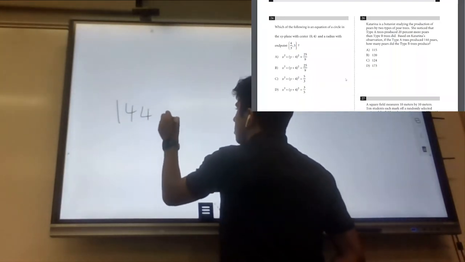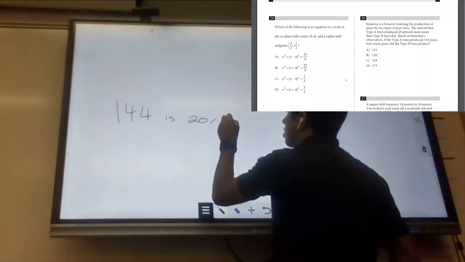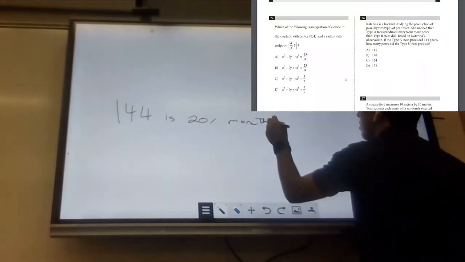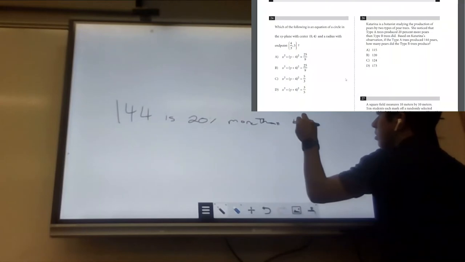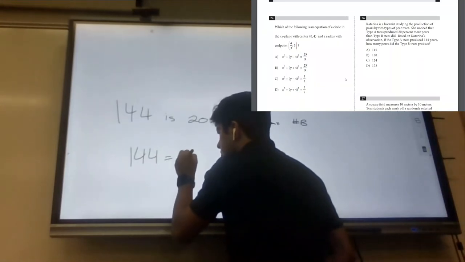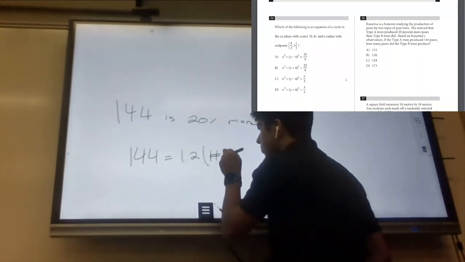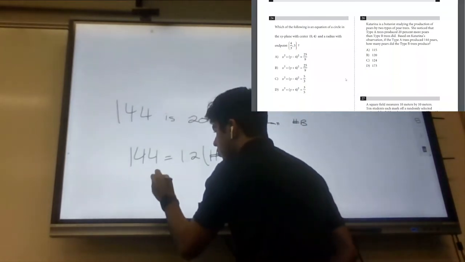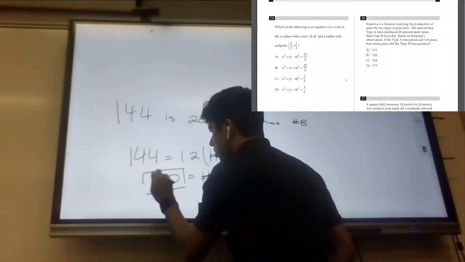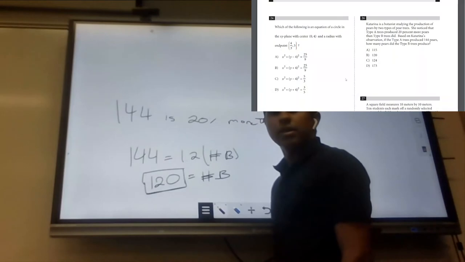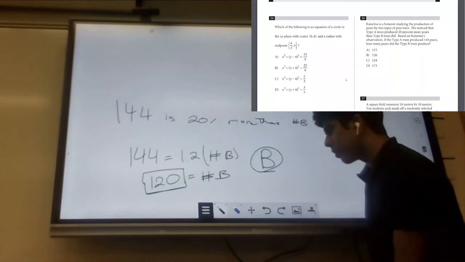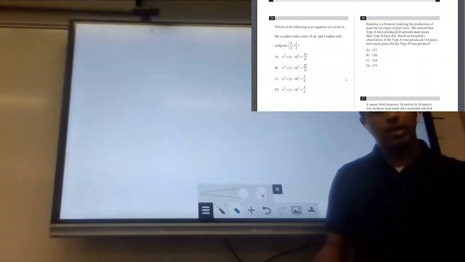So 144 is 20% more than the number for type B, which is what we're trying to find, right? So 144 is going to be 1.2 times the number for type B. So we divide by 1.2, and we get 120 as the number for type B. So our answer is 120, or choice B. That is our answer, and we can move on to the next question. Let's keep going.